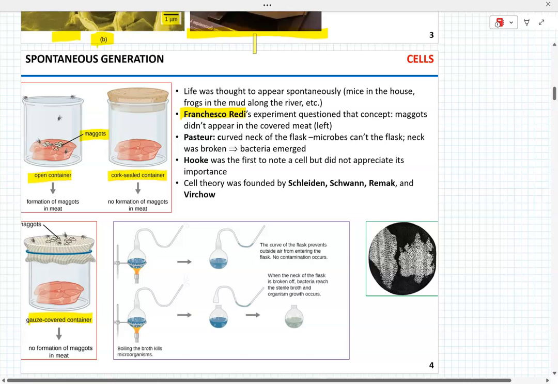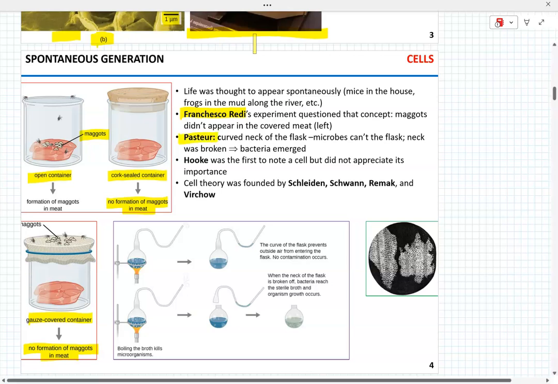In the cork-sealed container, not surprising at all, flies did not land on the meat and there were no maggots. However, in the container that was covered with gauze, flies landed on the gauze, not on the meat, and maggots appeared on the gauze. So even though air could reach the meat, meat was not in contact with any form of life. So Redi suggested that life, in fact, is not generated spontaneously and has to come from some other life.